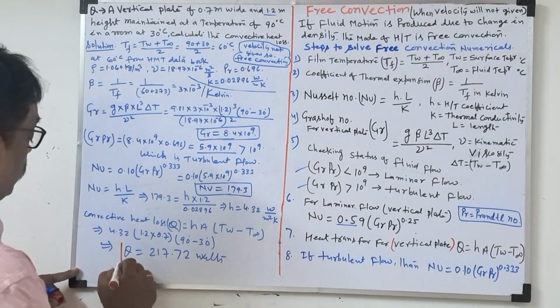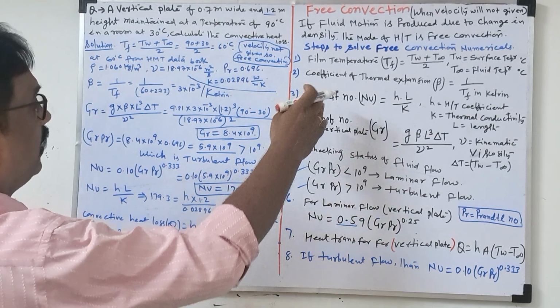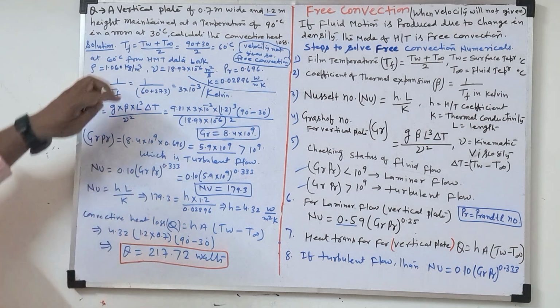So this way we can calculate the heat loss for this problem. If you know the theorem and the steps, how simple this question is. Like this question, they will ask in the university exam for 12 marks. So what are the steps?